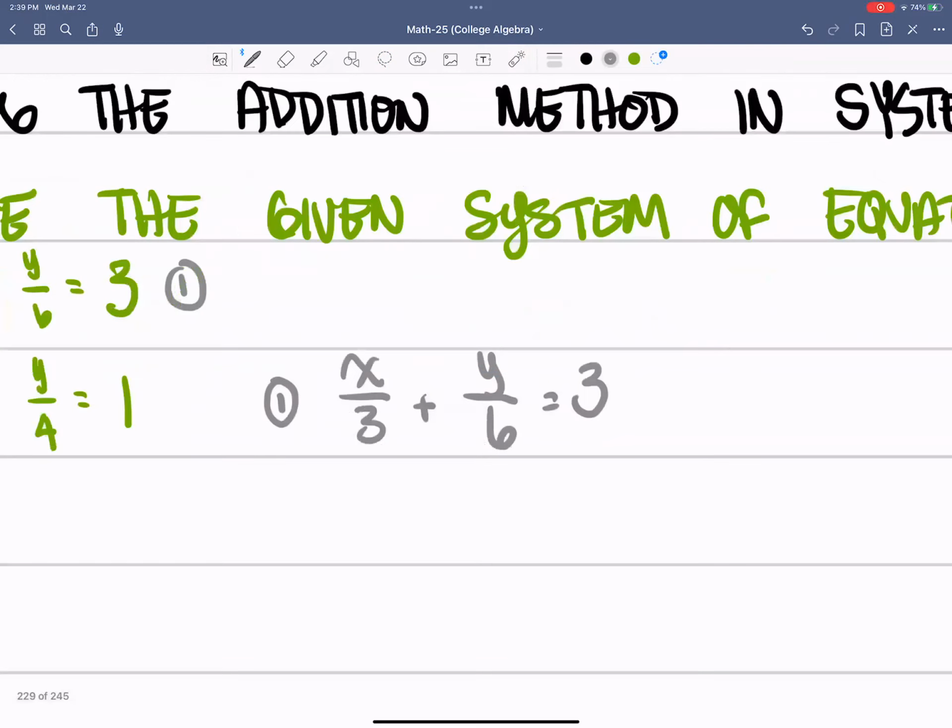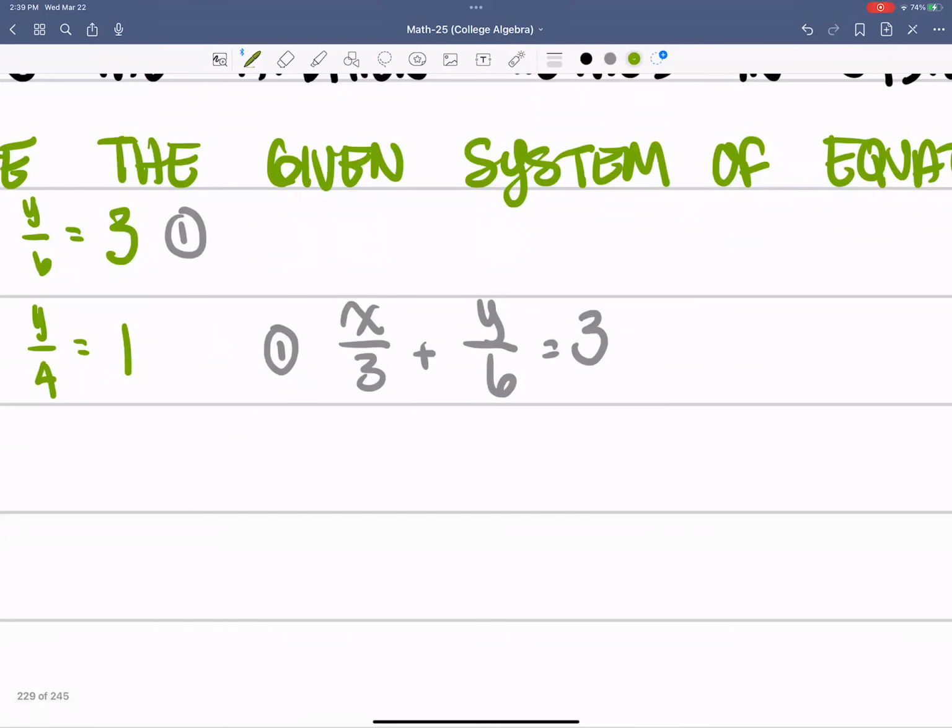In order to get rid of those fractions, I want to multiply by a number that's divisible by 3. So we can multiply both sides by 3. It'll get rid of those, but it's not going to get rid of this 6. So let's try 6 in our heads. If we multiply this by 6, 6 divides out with 3, and also 6 divides out with 6. So multiplying by 6, we're getting rid of all of the fractions.